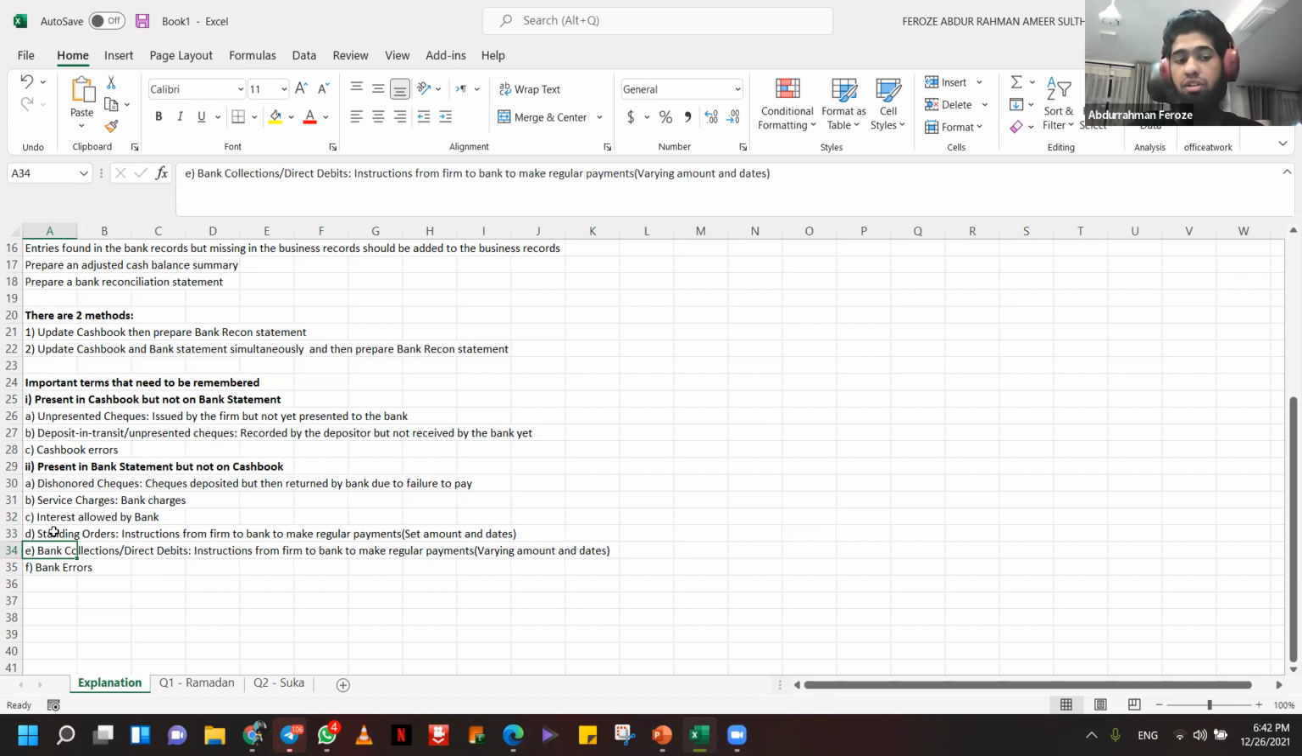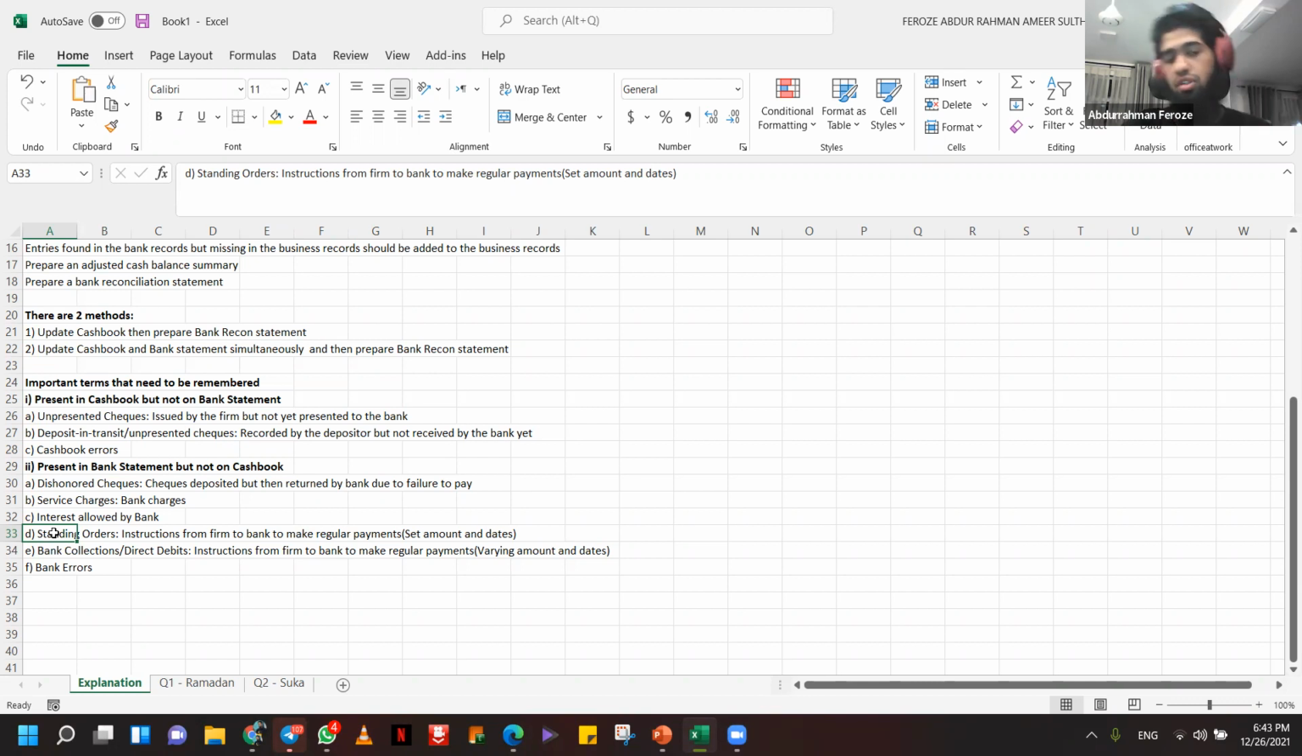For example, standing orders means the company will say, pay this amount on this date every month. It's a set amount, like 300 ringgit on the 15th of the month, every month. They tell the bank. But direct debits, they can tell the bank, pay the electricity bill every month. Now, they do not know when exactly the electricity bill will come. Sometimes it might come on the first day of the month, or maybe the second or third day. The date can change, and even the amount can change. Some months it will cost maybe 1,000 ringgit, some months 1,500.